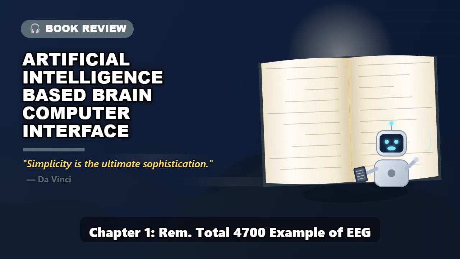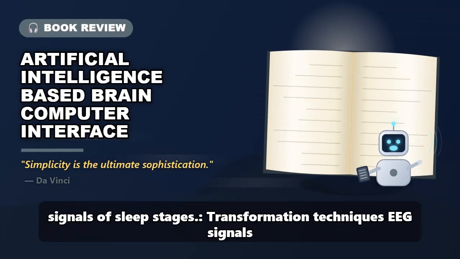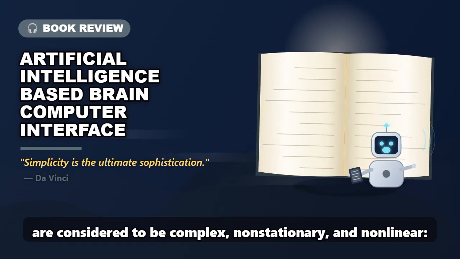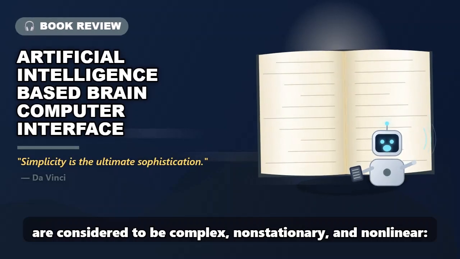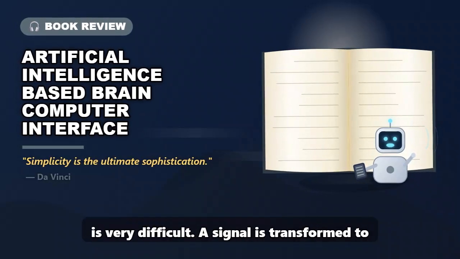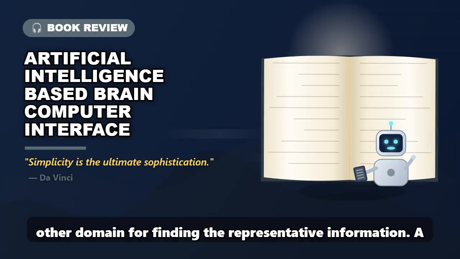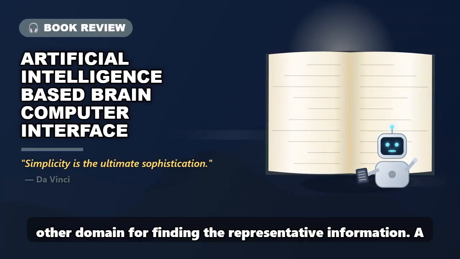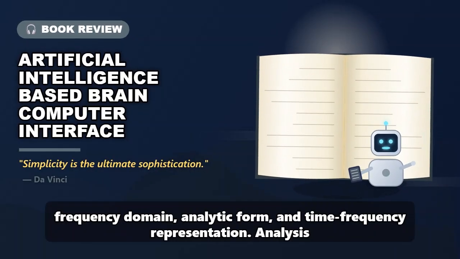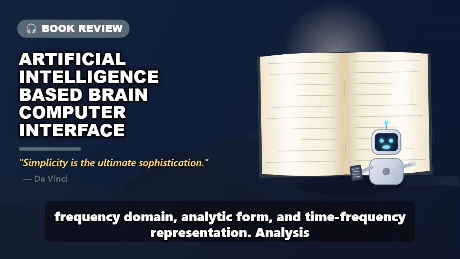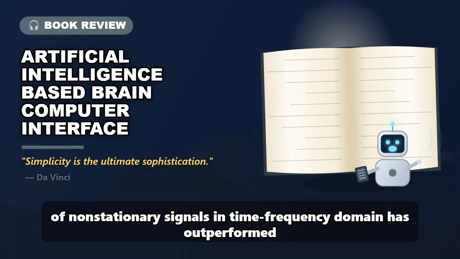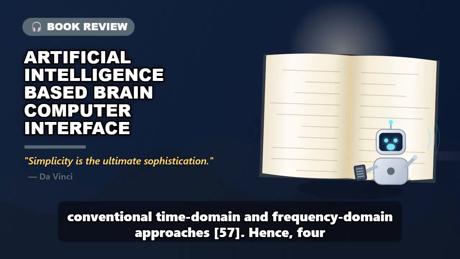Chapter 1, Remington. Total 4,700 examples of EEG signals of sleep stages. Transformation techniques. EEG signals are considered to be complex, non-stationary, and non-linear. Due to this, analysis of raw EEG signals is very difficult. A signal is transformed to another domain for finding the representative information. A signal in time domain can be transformed to frequency domain, analytic form, and time-frequency representation. Analysis of non-stationary signals in time-frequency domain has outperformed conventional time domain and frequency domain approaches.